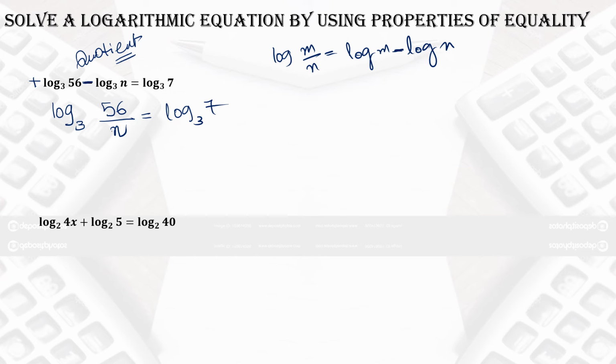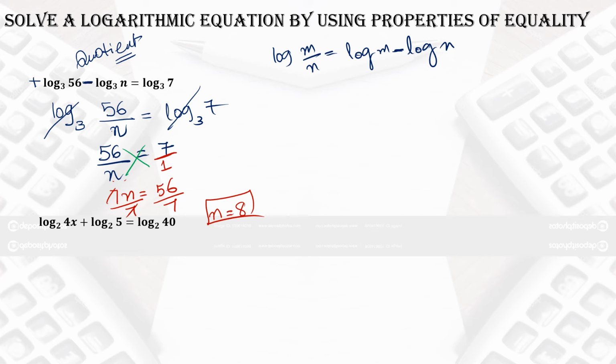Now there is one log on this side and one log on the other side. Cancel them by raising the power of 3, or you can directly write it, no need to show that step. So 56 over n equals 7. You have to find n. Under the 7 there is nothing, which means 1. So you can cross multiply and you will get 7n equals 56. Now divide both sides by 7. 7 and 7 cancel, so n equals 8 is your answer.